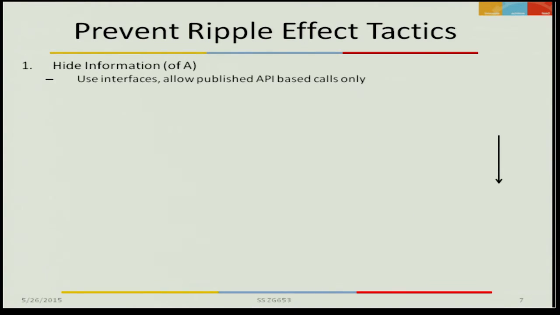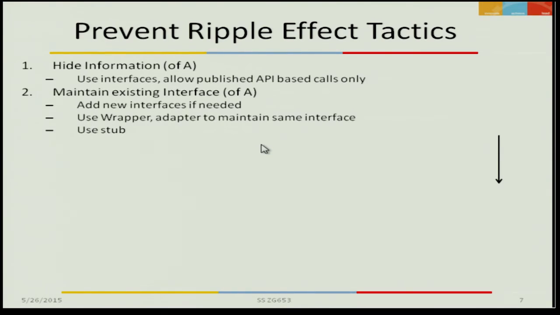Use of interfaces. Allow only published API based calls. Do not allow any random kind of call. Then maintain the existing interface of A. What that means is that A's interface, whatever it is, should not be changed. You can change its implementation, but do not change the interface. If required, add new interfaces. Use wrappers or adapters so that the interfaces are not changed, because changing an interface can have real impact on many systems. Use of stubs is also advisable.